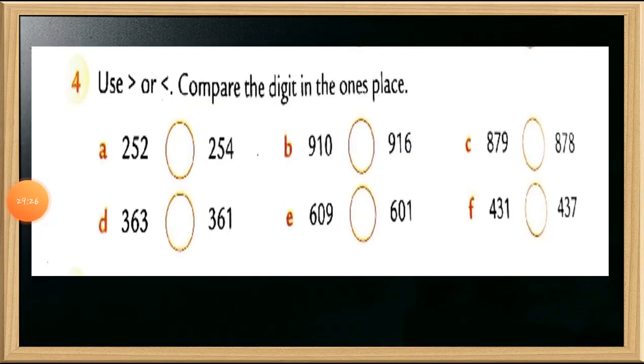Let's see question number 4. Here is the ones place you have to compare. Here at the left side is 2 and here is 4. So this sign we have to put. Number B, 6 is big, 0 and 6. Here in the number C, 9 and 8. So 9 is a bigger number. In the number D, 3 and 1. So 3 is a bigger number. In the number E, 9 and 1. So 9 is a bigger number. So we have to put this sign. Number F, 1 and 7. So we have to put this sign.